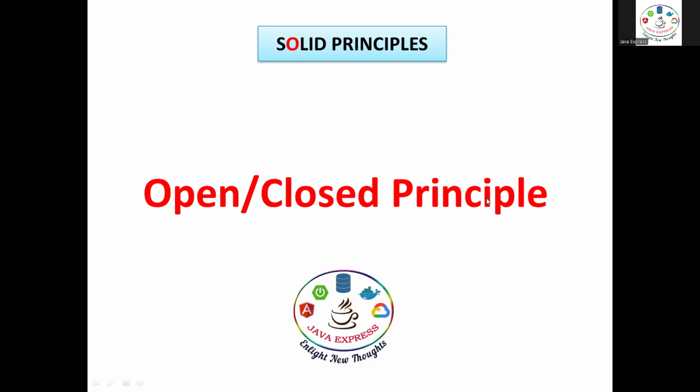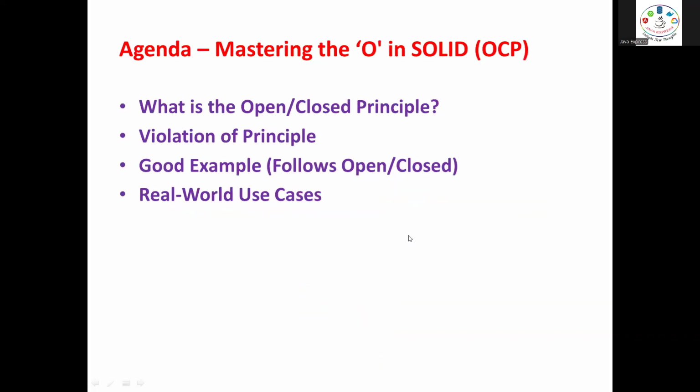In simple terms, I will explain it to you. The open closed principle is the second principle. Before we jump in, here is what we are going to master: a violation of this principle, an example of the violating code and how you can convert it by following the open closed principle, and real world use cases also. So, what is the open closed principle?